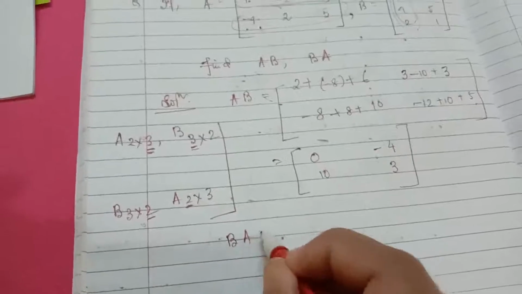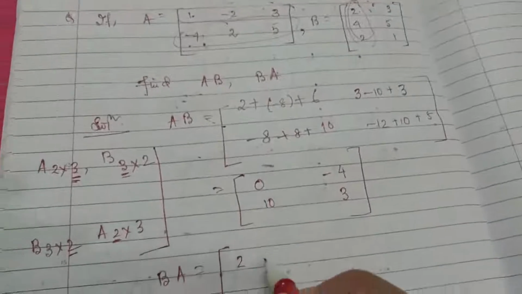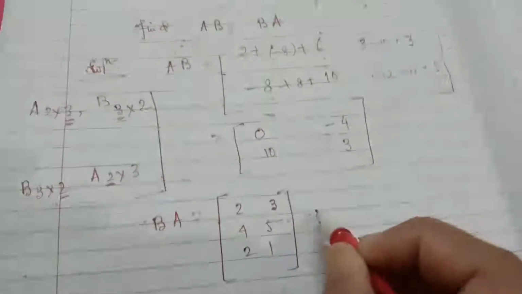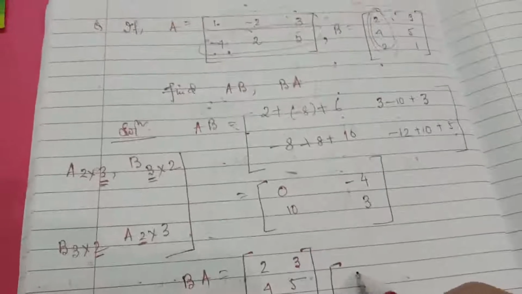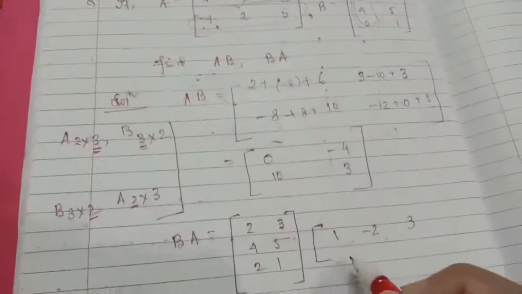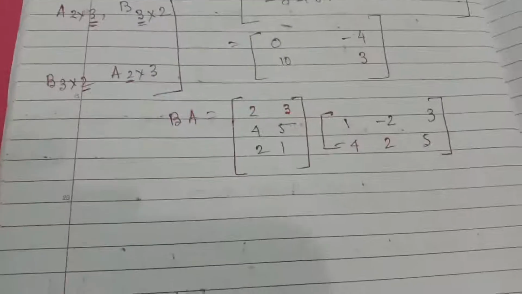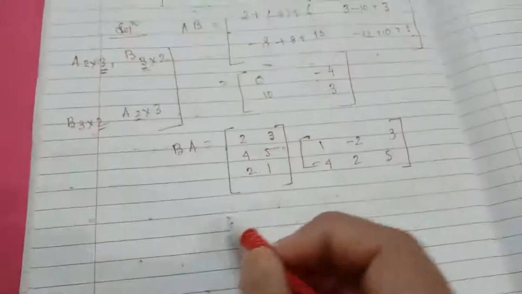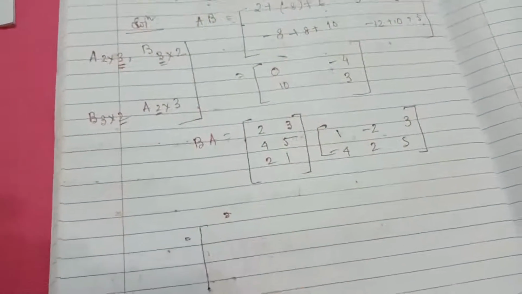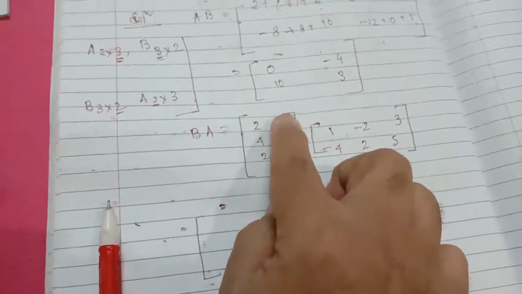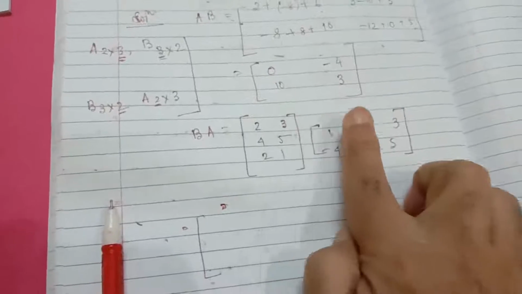Now BA equal to, let me write B first. This is [2, 3; 4, 5; 2, 1], and the matrix A is [1, -2, 3; -4, 2, 5]. BA. How to multiply? With the elements of the first row, we have to multiply the elements of the first column. With the first row, one by one, we have to multiply the first column, second column, third column.